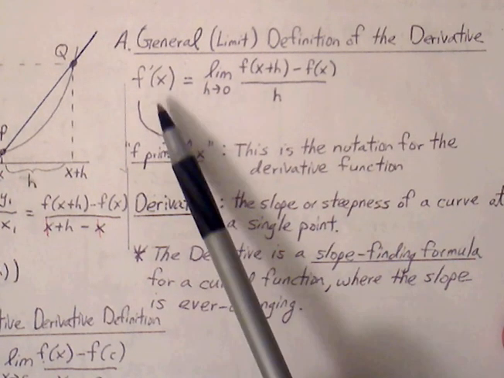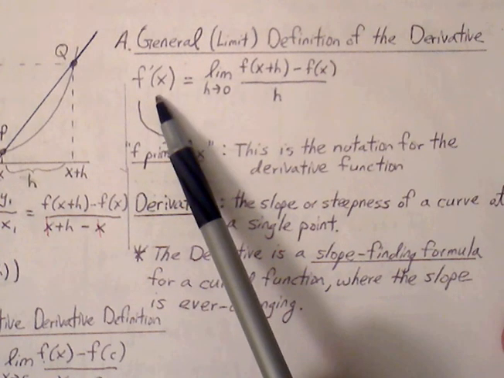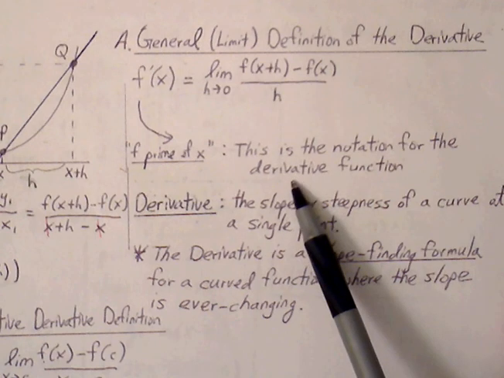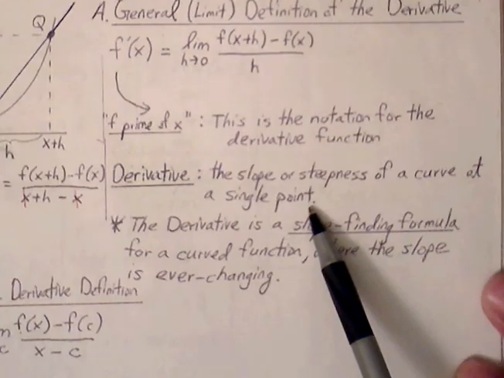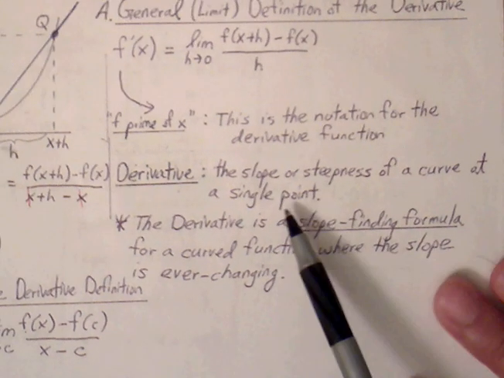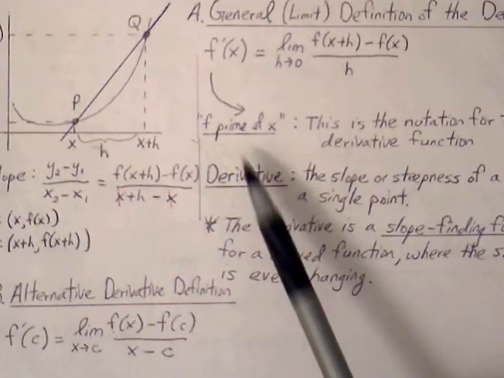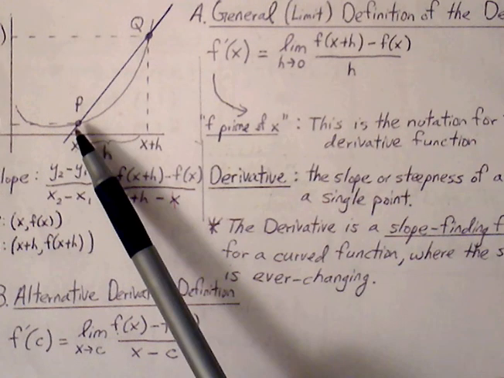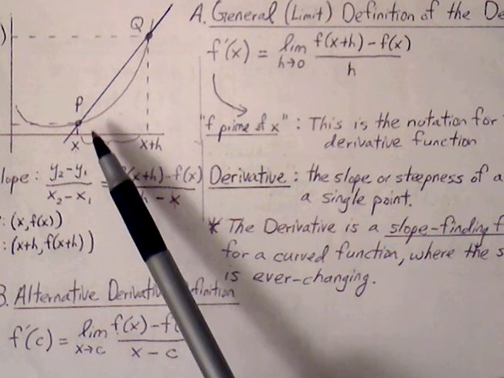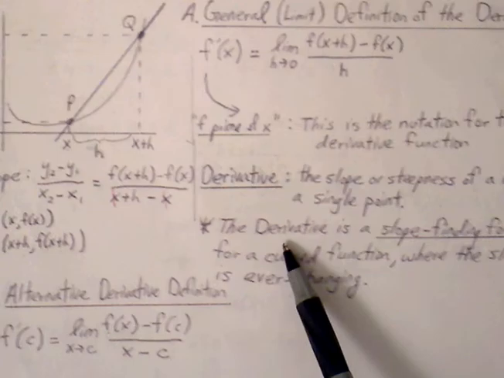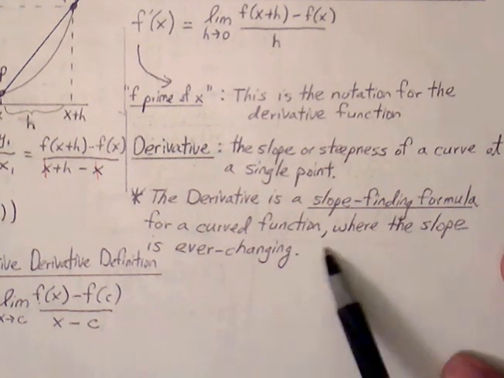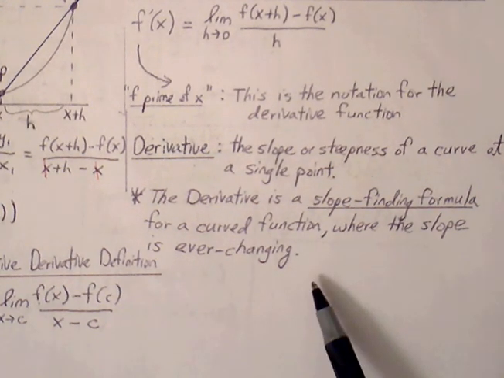The notation that we're going to see is f prime of x, and this is the notation for our derivative function. And our derivative is simply a fancy word for the slope or steepness of a curve at a single point. Or in other words, the slope of the tangent to the curve at a point on the graph. Okay, so think of the derivative as a slope-finding formula for a curve function where the slope is ever changing.